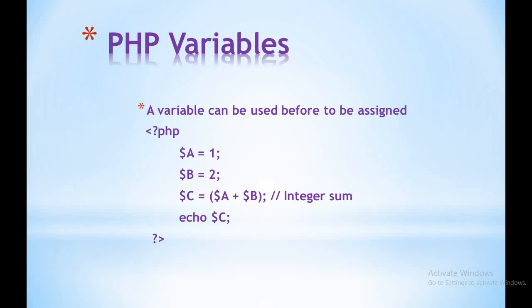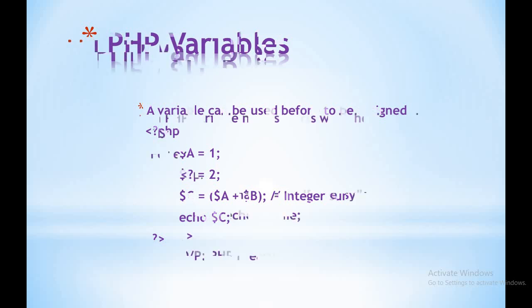The data type is integer, and the two numbers are summed. The output of this program is 1 plus 2, which gives you 3. So the value 3 has been stored in the variable. Before assigning any variable, the dollar symbol is very important while declaring a variable in PHP.